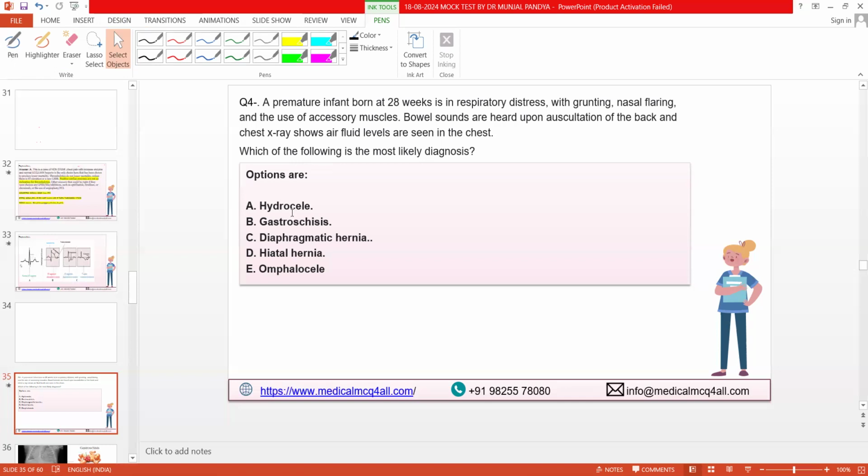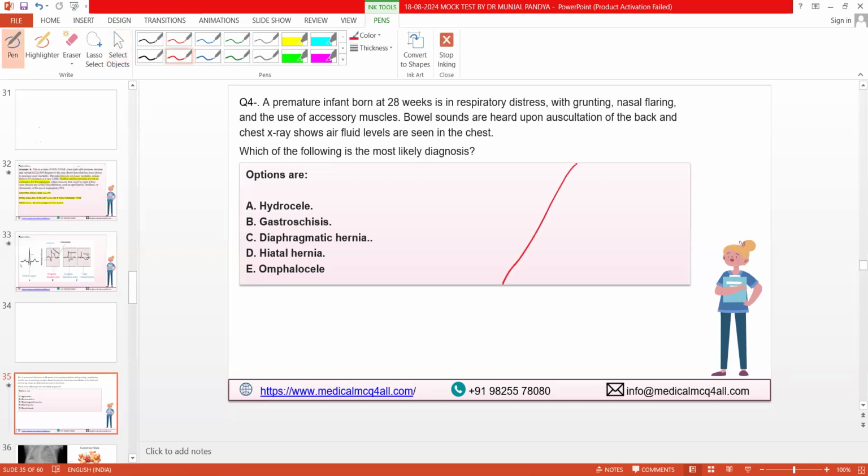So I need one volunteer. Tell me who will be, not Manjit now. Hydrocele, gastroschisis, diaphragmatic hernia, hiatal hernia, omphalocele. I need one volunteer for discussion. The lady who spoke recently, I forget the name. Zainab, are you there to discuss? Yes, sir. Wonderful. We need a lady like this, always ready. Sir, it is a diaphragmatic hernia.